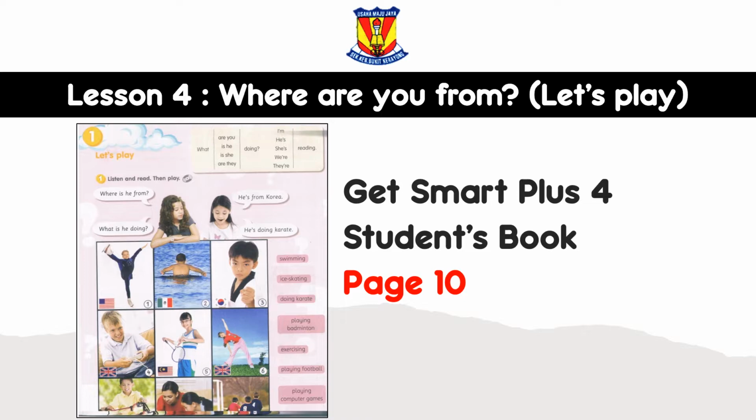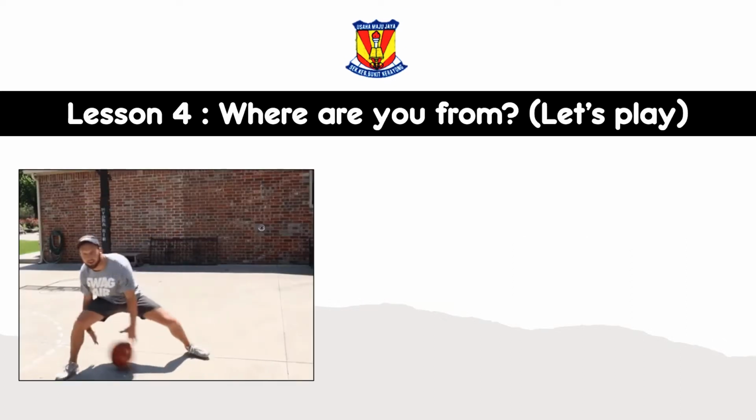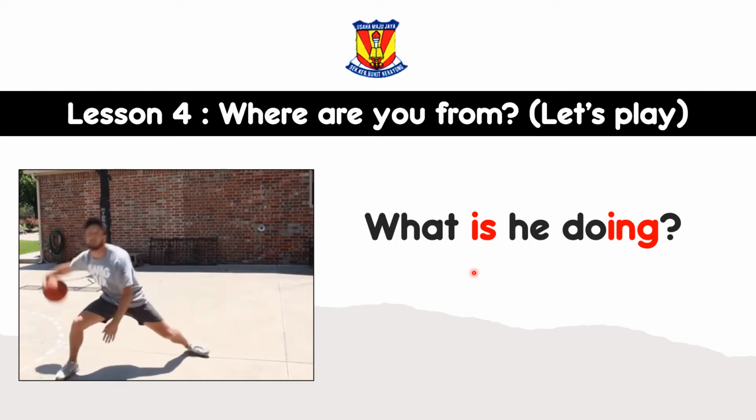This is page 10 from your textbook, and we are going to focus on this part. I'm going to start my lesson with the multiple question. This question involves what the people are doing in the picture. What are they doing? Let's look at the first picture. What is he doing? Please focus on the red color words. If we look at the picture, we know that the answer is play basketball.